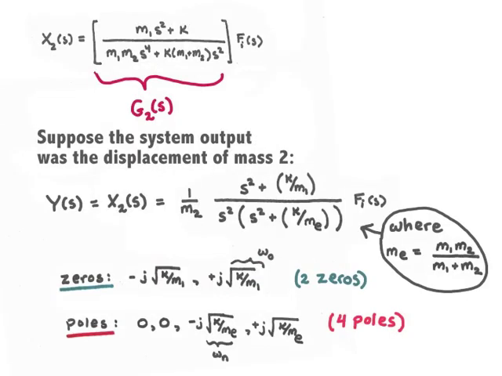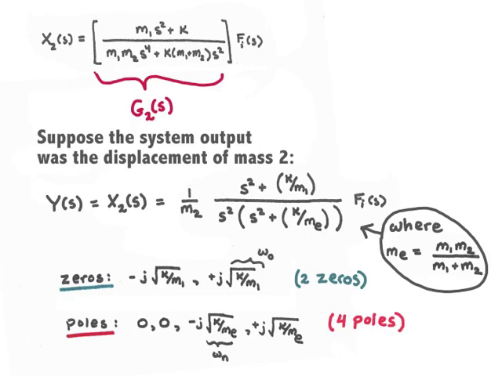Now here I've written it slightly differently. I've done a little algebra to clean it up, and I've defined a quantity me, which is sort of an equivalent mass, and it's m1 times m2 over m1 plus m2. And you'll find this term in the denominator.